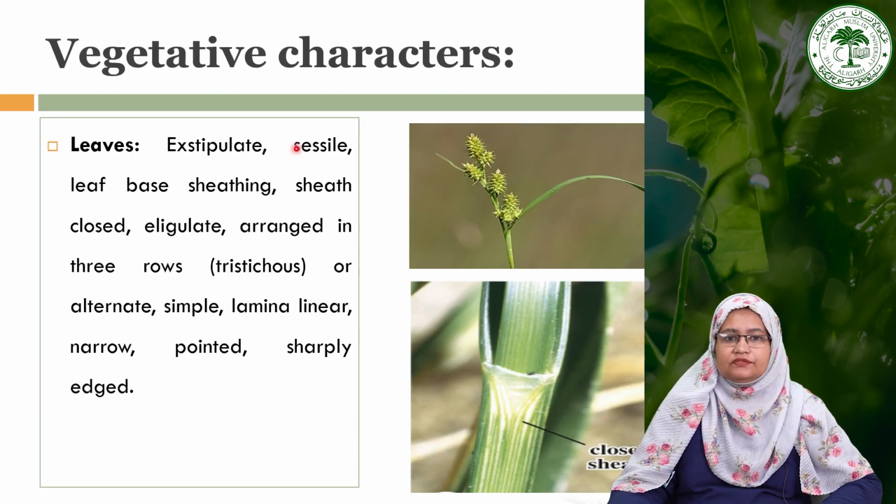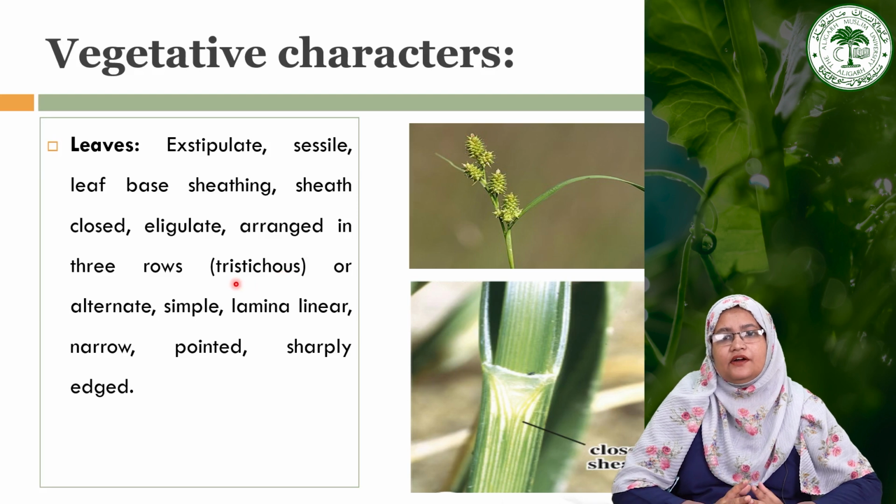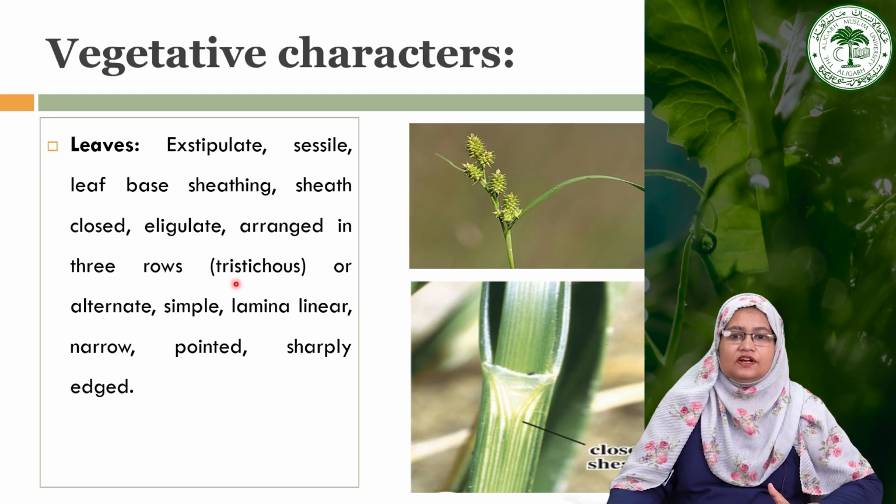Leaves are generally exstipulate, sessile, with a sheathing leaf base, and the sheaths are closed, as we can see here in the members of this family. They are ligulate, arranged in three rows, which is called tristichous. Tristichous means that from the lower leaf, the next leaf comes at the third position.